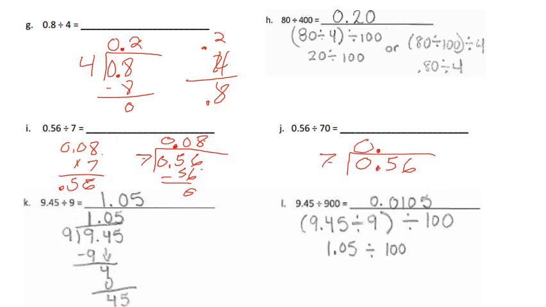7 goes in 0 0 times. 7 goes into 5 0 times. 7 goes into 56 8 times. 8 times 7 is 56 with 0 remainder. To check it, we're going to multiply. 8 times 7 is 56, and we can see we have 2 place values, so 56 hundredths.